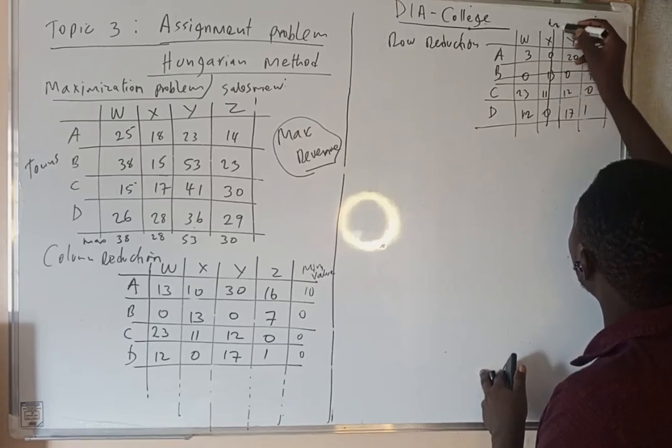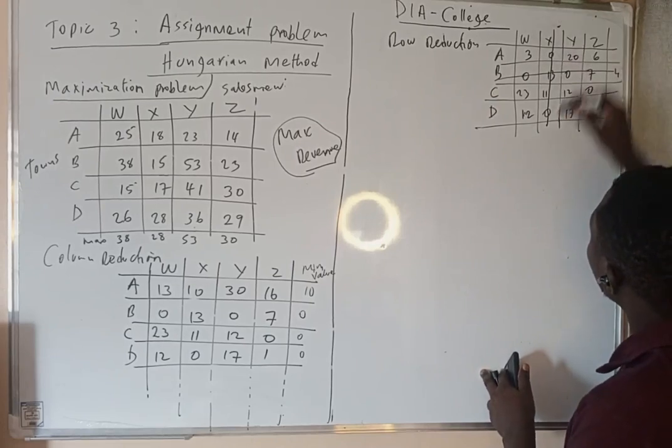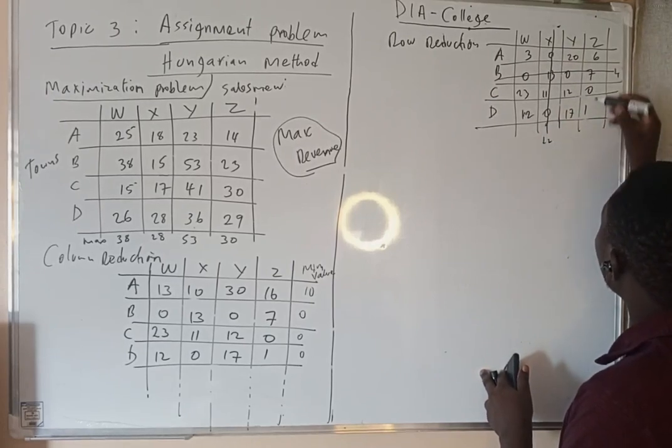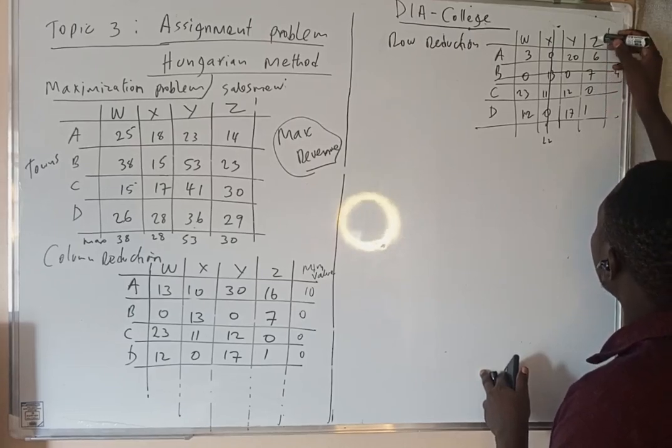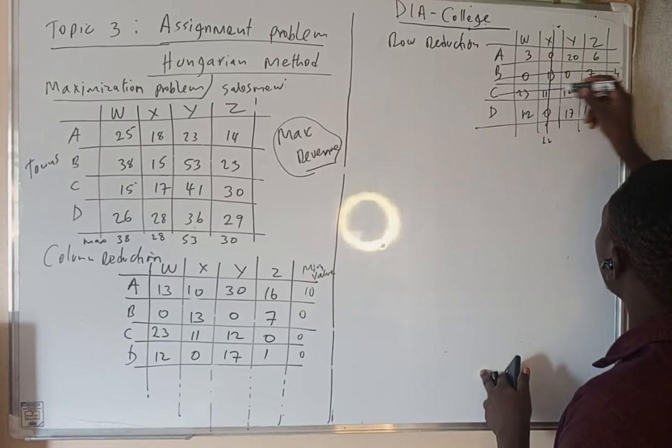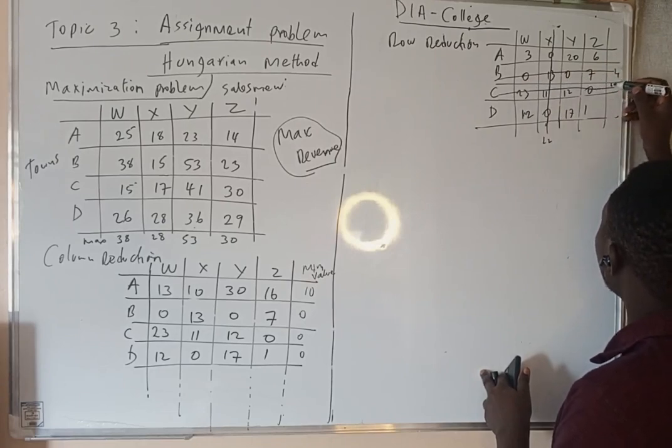Okay, line 2. Now I have still 1 0 here remaining. So I cover this. I can decide to cover this way or this way. So I can choose to cover this way. So this is line 3.